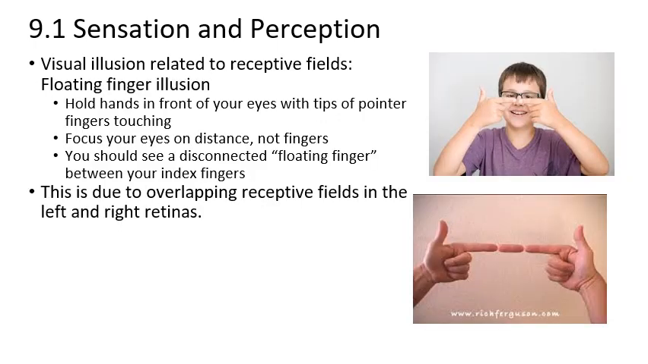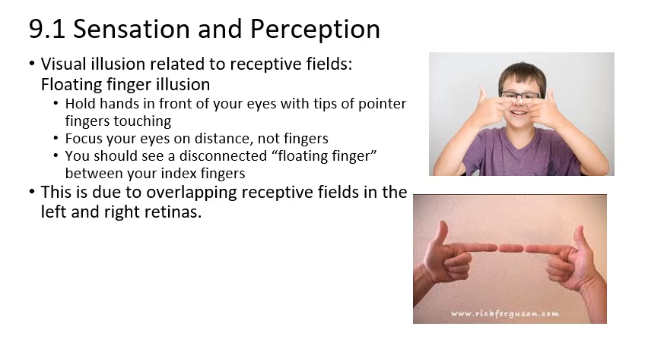This is a fun illusion related to receptive fields. It's called the floating finger illusion. You can hold your hands in front of your eyes with the tips of your pointer fingers touching. Maybe hold your hand like 6 inches from your eyes, maybe even less, maybe like 4. And then focus your eyes on the distance, not your fingers. And you should see a disconnected, floating finger or floating sausage between your index fingers.